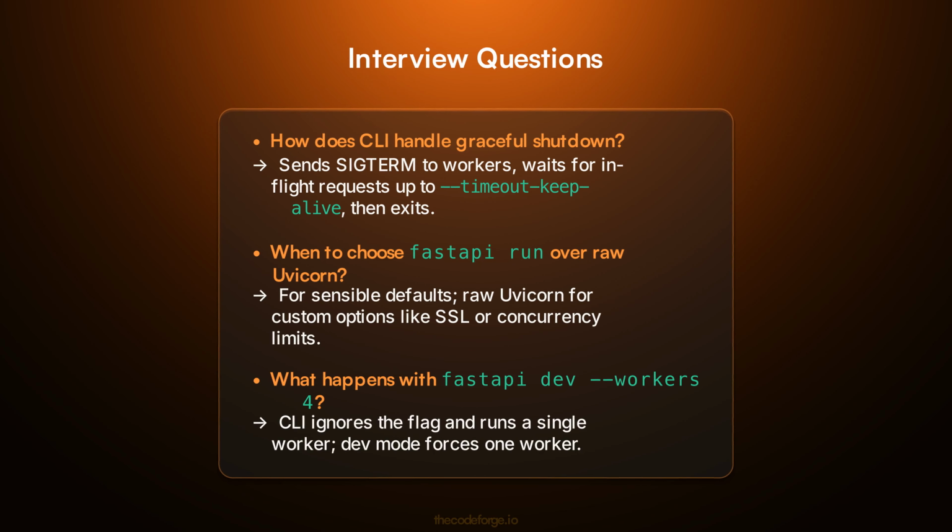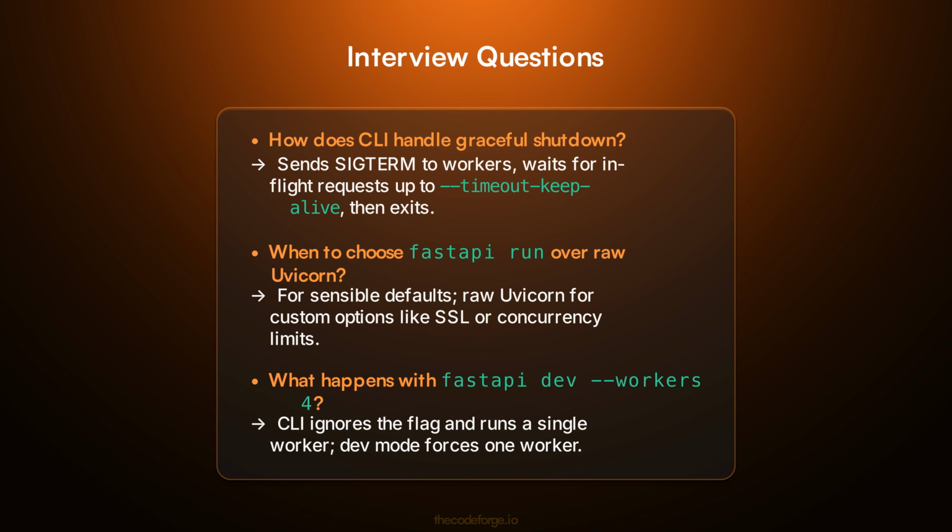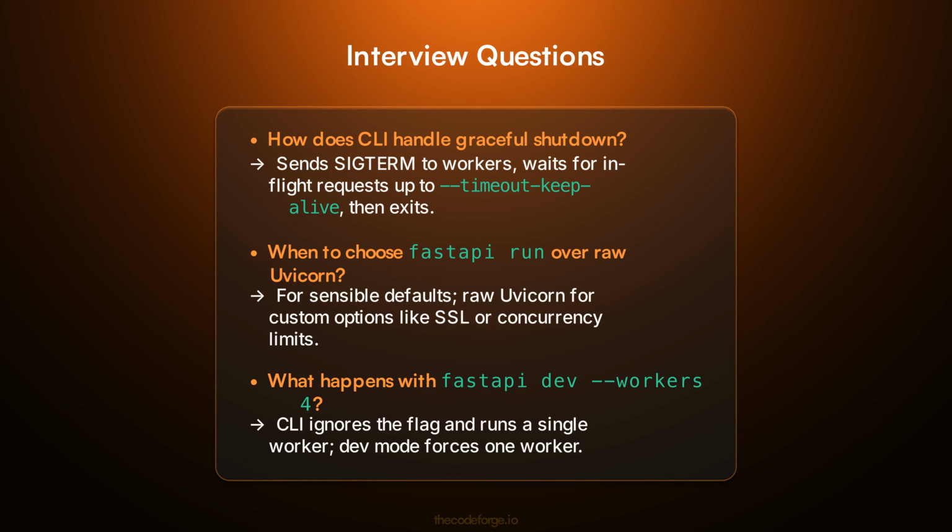Let's run through some common interview questions. How does the CLI handle graceful shutdown? It sends SIGTERM to workers, waits for in-flight requests up to timeout-keep-alive, then exits. When to choose fastapi run over raw Uvicorn? Use fastapi run for sensible defaults, raw Uvicorn for custom options like SSL or concurrency limits. What happens with fastapi dev --workers? The CLI ignores the flag and runs a single worker. Dev mode forces one worker.